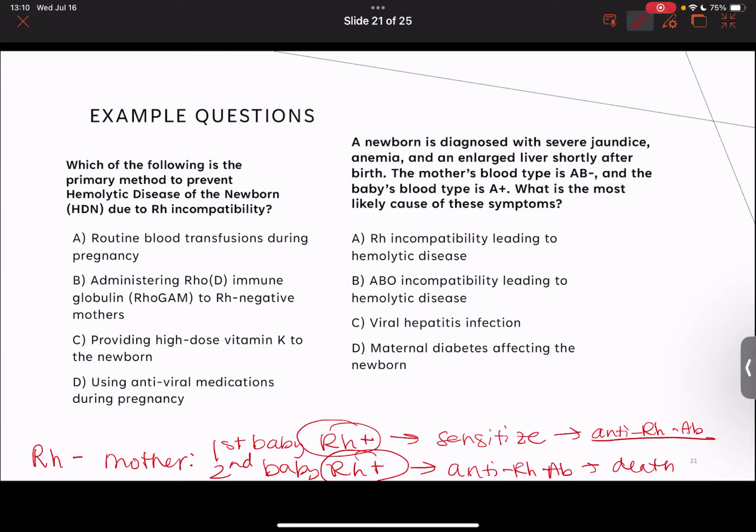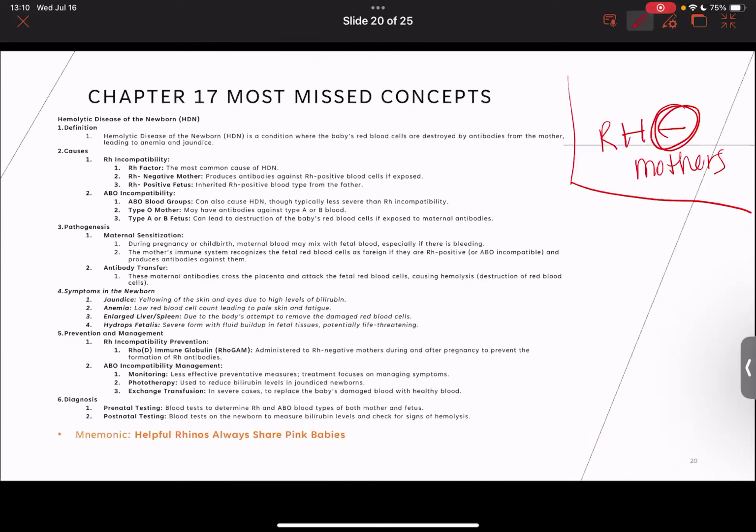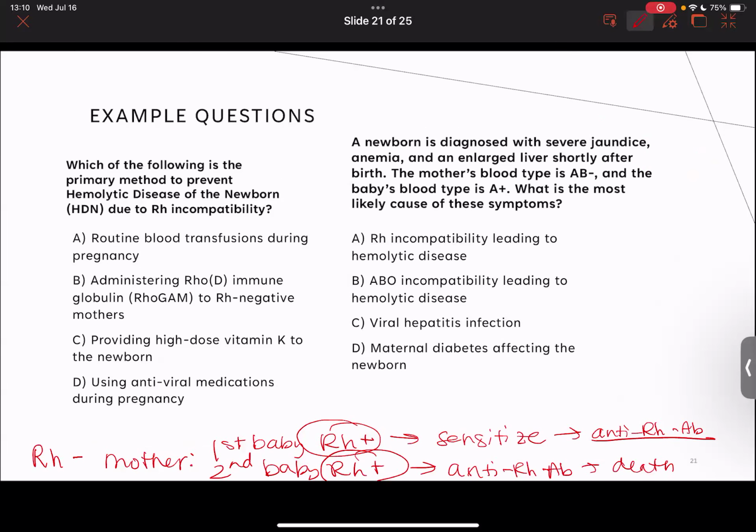All right, so moving on. Which of the following is the primary method to prevent hemolytic disease of the newborn due to Rh incompatibility? What do we do to prevent this down here? We administer RhoGAM, which is an anti-Rh, also known as factor D, that blocks antibodies against the Rh. And we give this to Rh negative mothers.